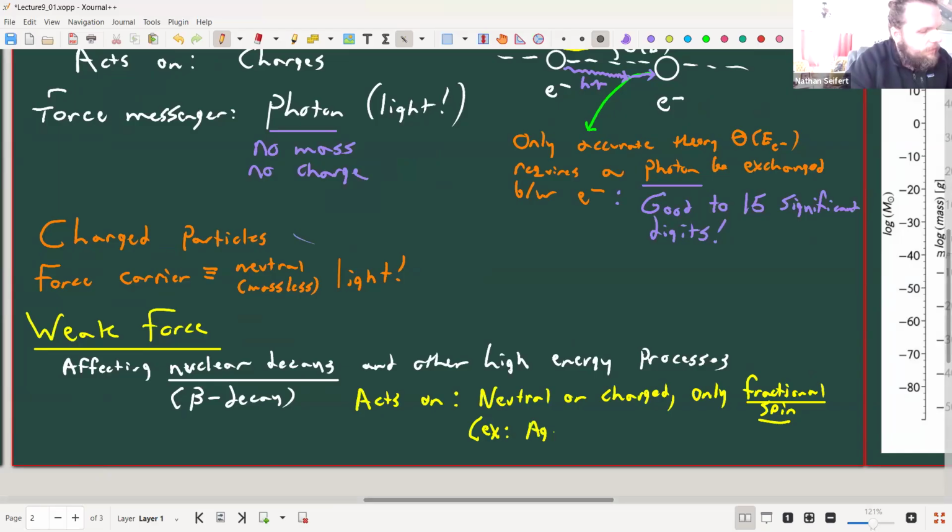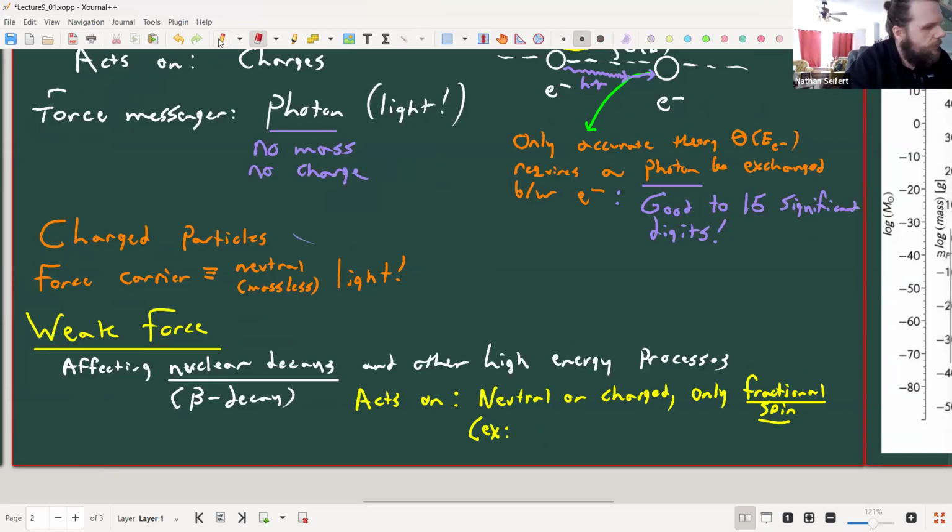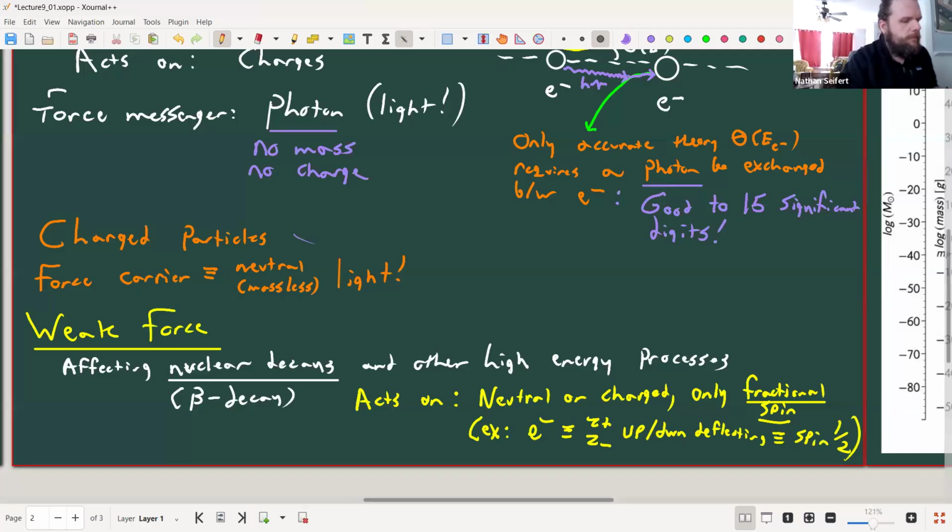the silver atom, all right, let's not worry about the silver atom, the electron. It can either be in the Z plus or the Z minus states, up or down deflecting. And we say that this is equal to something that has spin of 1/2. And there's other types of spins as well. I'll come back to spin in a second. But it acts on a lot of different things, but it doesn't act on the photon. It does not act on the photon.